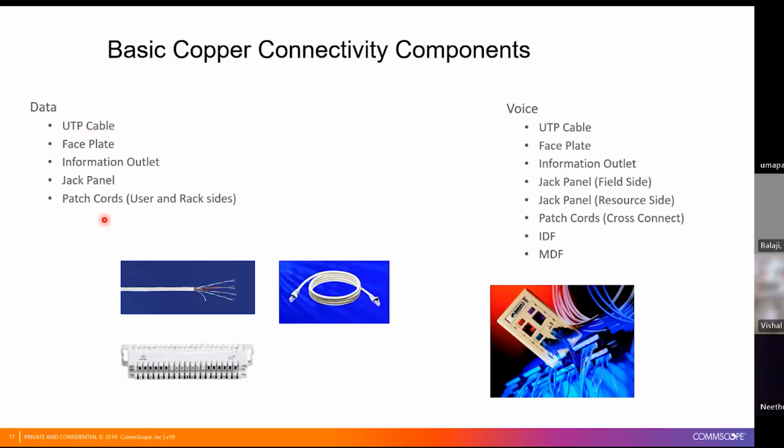So to make it easy to understand, I explained from the system point of view: patch cords, IOs, face plate, cable, and then your panels. Same thing here: UTP cable, face plate, IOs, jack panel, and then patch cords, user end and switch end. If you want to have voice connectivity on structured cabling, then you need to have one more panel, then IDF and then MDF.